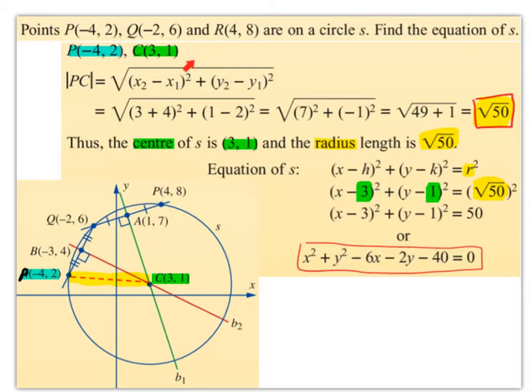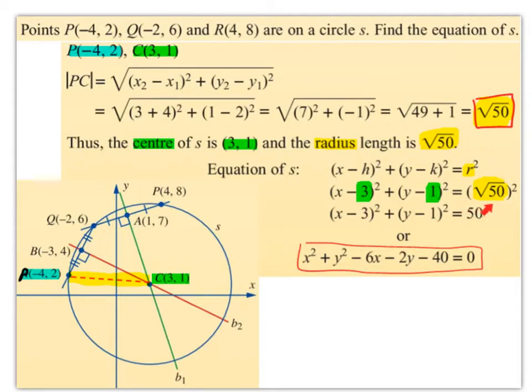Our distance formula is the square root of x2 minus x1 squared plus y2 minus y1 squared. Using these points, we substitute into the formula to get the square root of 50. Thus, the centre of S is 3, 1 and the radius length is the square root of 50. So the equation of S is x minus h squared plus y minus k squared is equal to r squared. Swap h for 3, k for 1, r for root 50. We get x minus 3 squared plus y minus 1 squared is equal to 50.